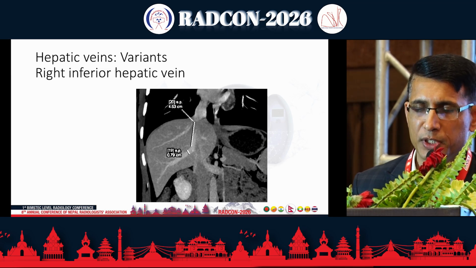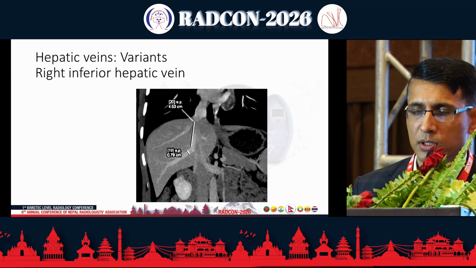MRCP is preferred for the biliary assessment. We should measure the length of the right hepatic duct. So this is the normal anatomy.